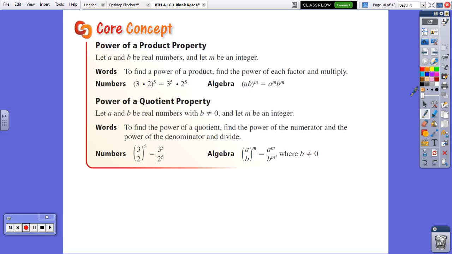All right, so a few more things just to take care of. This is just showing you that you can go backwards here. So this is the power of a product. So when two numbers are being multiplied and taken to the power, we can rewrite them separately.